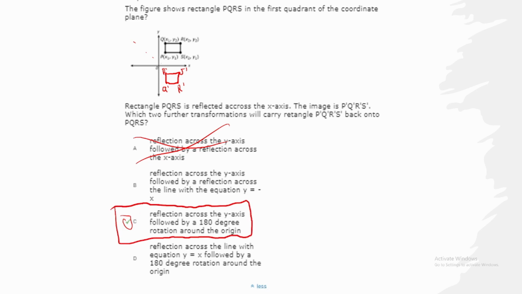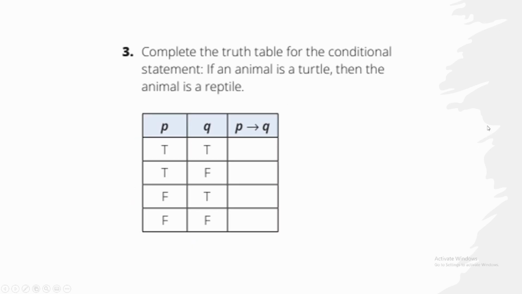Boom, boom, boom. There we go. There's our answer. Next up, complete the truth table for the conditional statement. If an animal is a turtle, then the animal is a reptile.